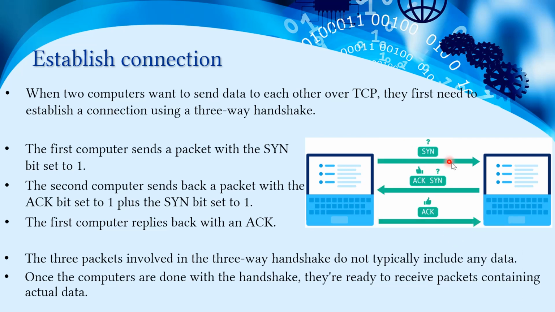Here in this diagram you can see that for establishing a connection, the sender computer sends the packet with the SYN bit set to 1, and the destination machine, the receiver machine, responds back with ACK, and it is also responding with the ACK for the given SYN. Once the SYN-ACK has been received by the sender machine, the first computer replies back with the ACK saying that okay, we can start the communication.